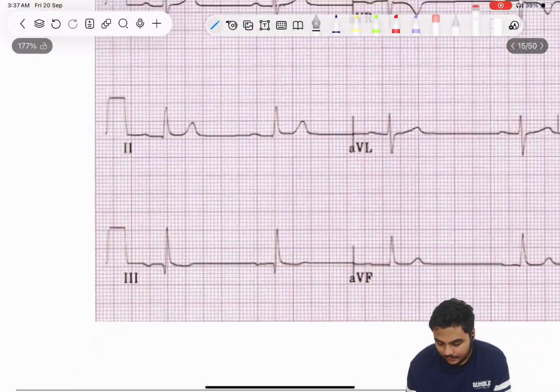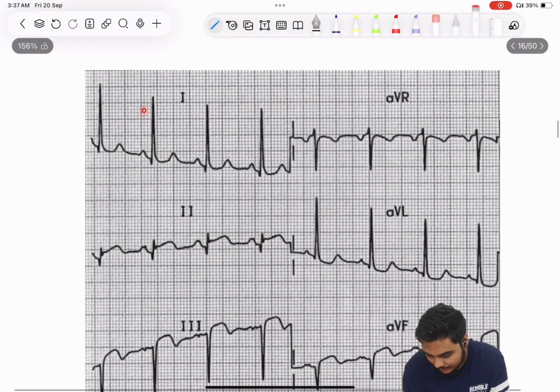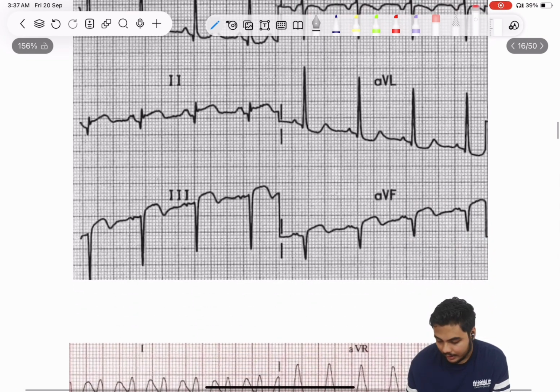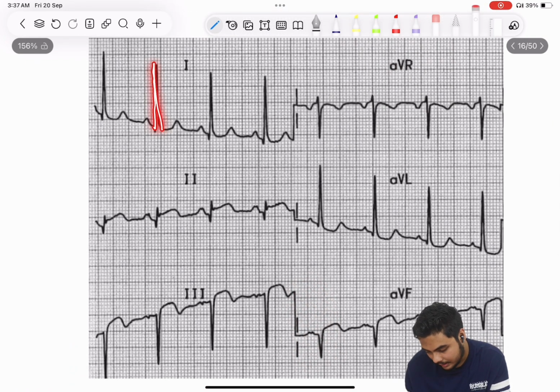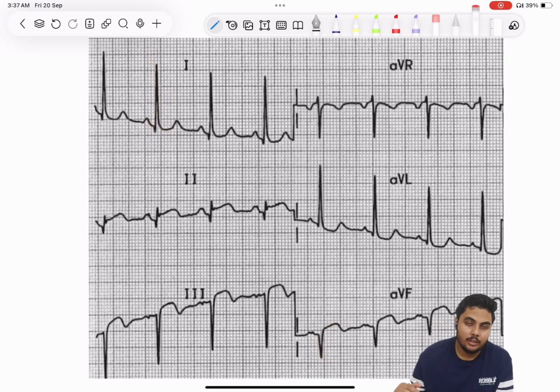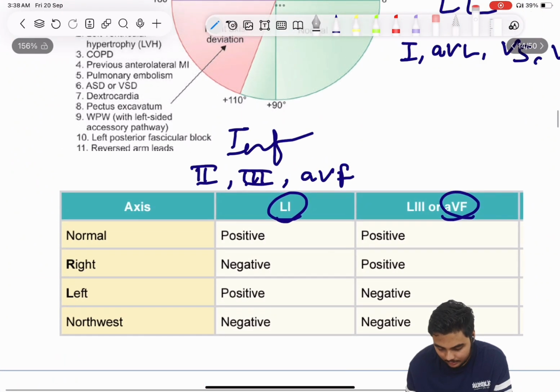Right guys? Next, if you look at this ECG again, you can see there is a positive deflection in lead 1 and a negative deflection in lead AVF. So one is upwards and the other one is downwards, right? So it looks like they are leaving each other, right? So in this condition, we have a left axis deviation, right?